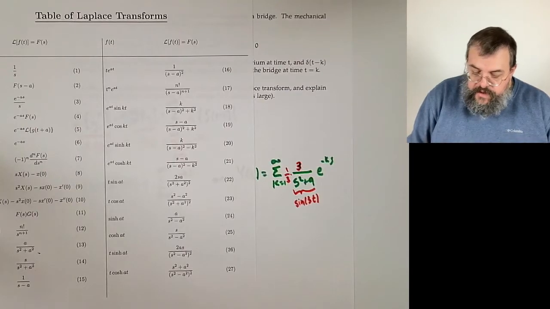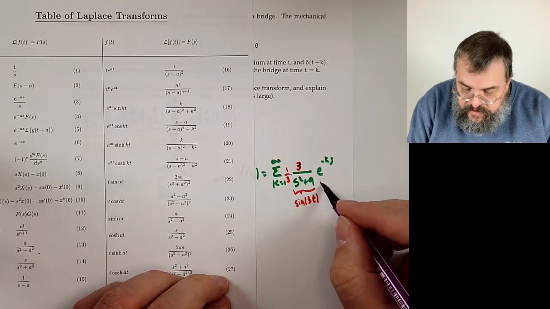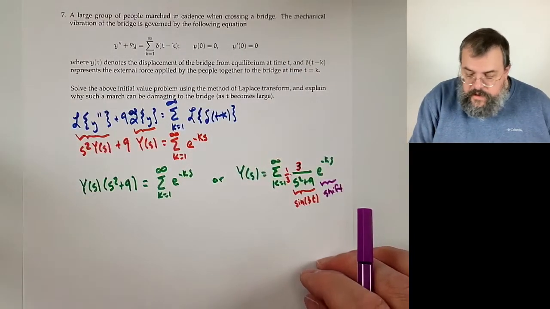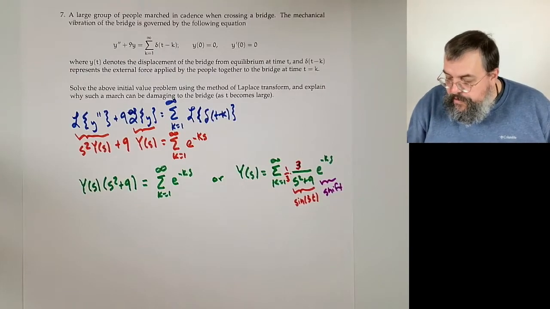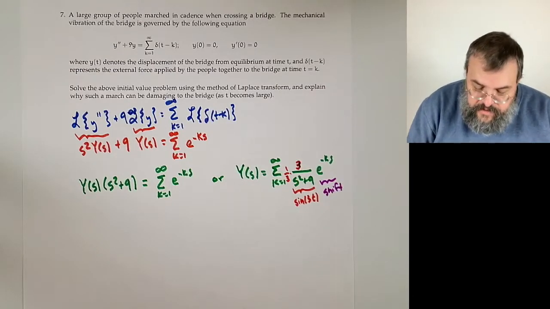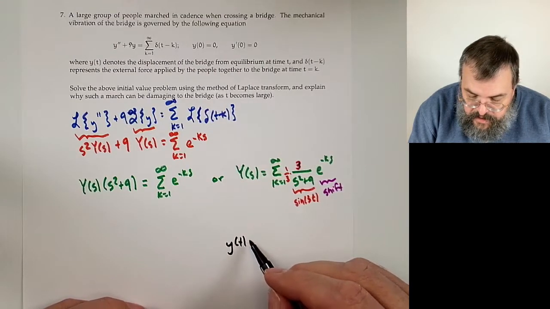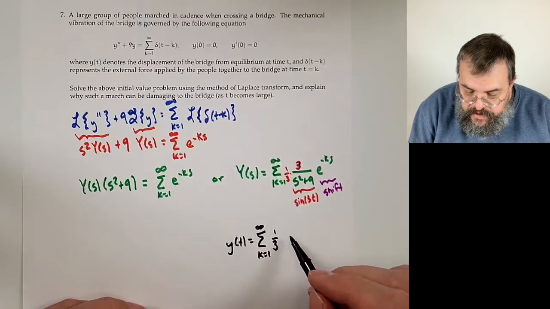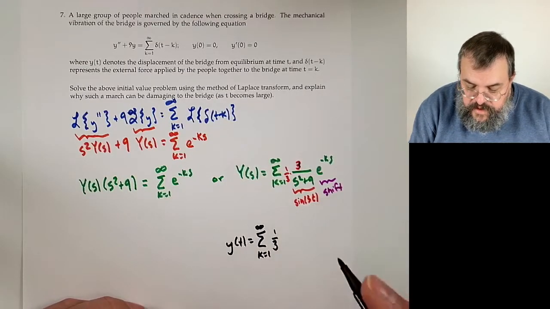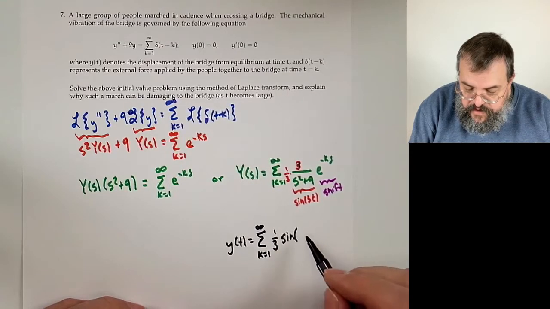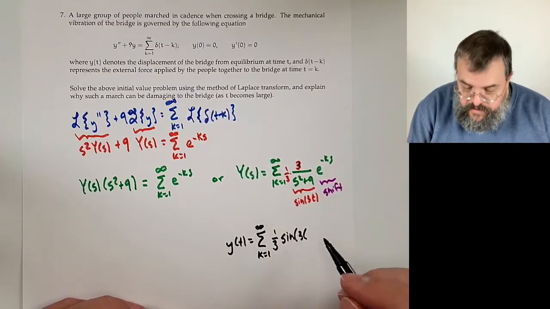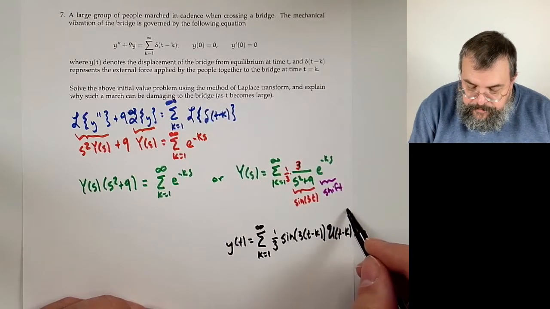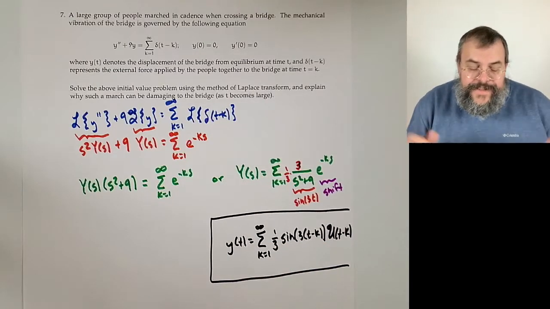What about the other piece? The e to the minus ks says there's a shift going on. That's wonderful, so we can do the inverse Laplace of each little piece. So y of t will be equal to the sum, k equals 1 to infinity, of 1/3 sine of 3t, except there's been a shift, so sine of 3 times (t minus k), and don't forget there's also a unit step function of t minus k. All right, there's the answer.